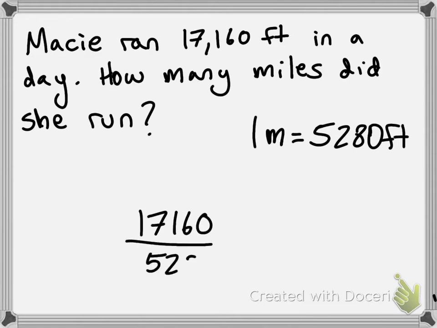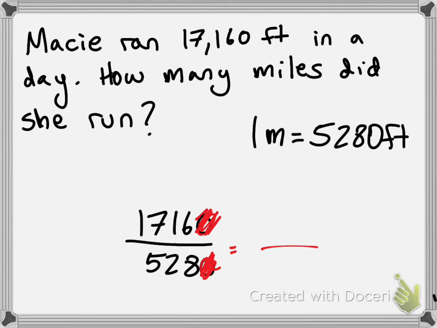17,160, 5,280. If they both end in a 0, boom. That zero's gone, you guys. Hey, they're both even. I know I can divide by 2. So I'm just going to start and divide by 2s just to make my life easier until I can get down to a simplified answer.